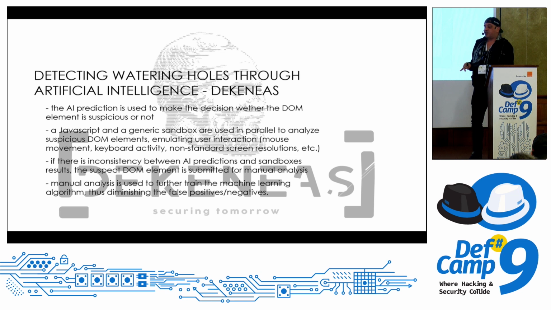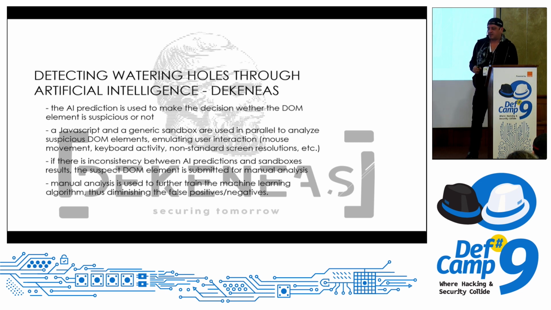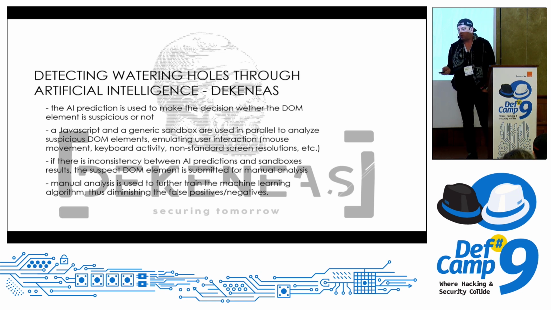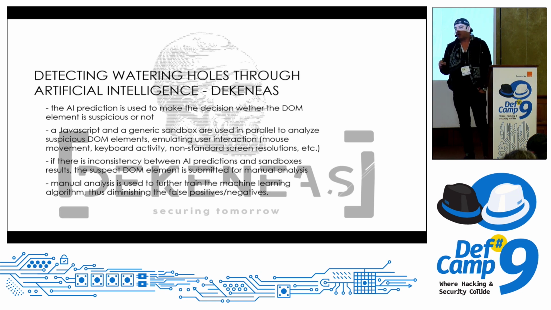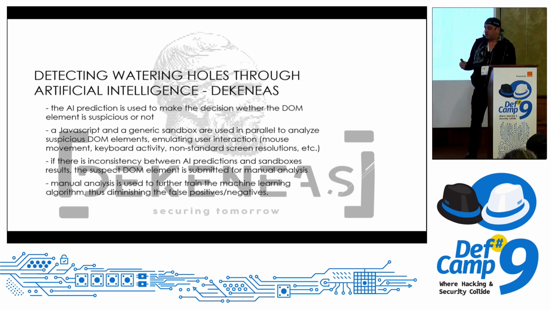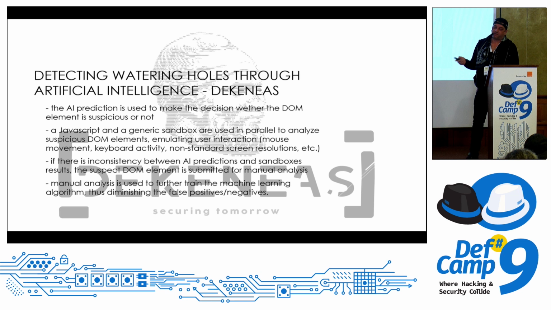A JavaScript and a generic sandbox are used in parallel to analyze the suspicious DOM elements, emulating user interactions in order to evade anti-analysis techniques employed, such as mouse movement, keyboard activity, non-standard screen resolutions, etc. So if there is any inconsistency between artificial intelligence predictions and the sandbox's results, the suspected DOM element is submitted for manual analysis. So we can train the machine learning algorithm further, diminishing the false positives and false negatives rate.